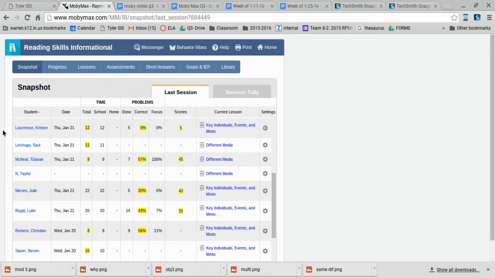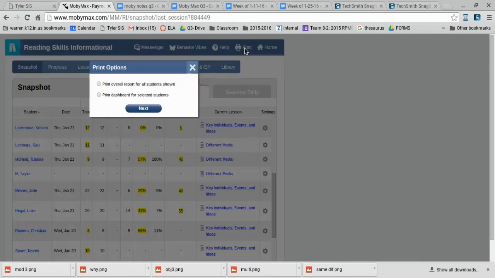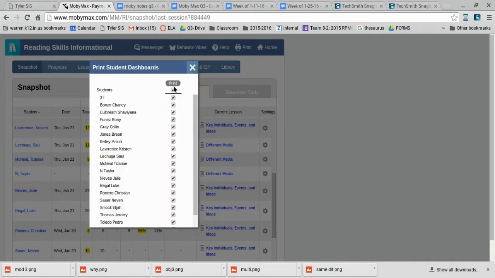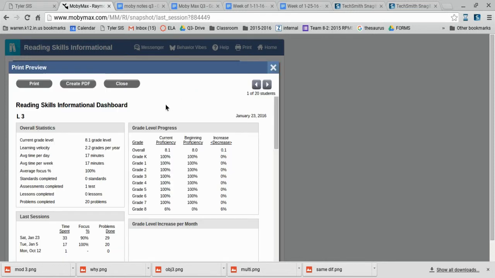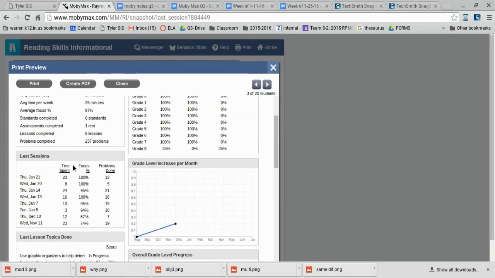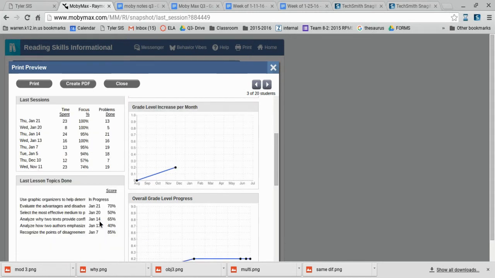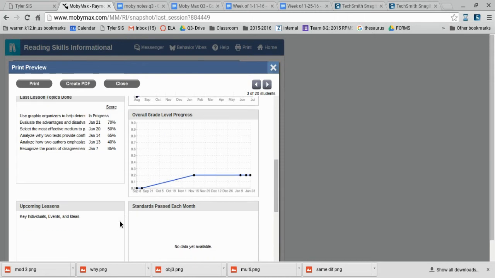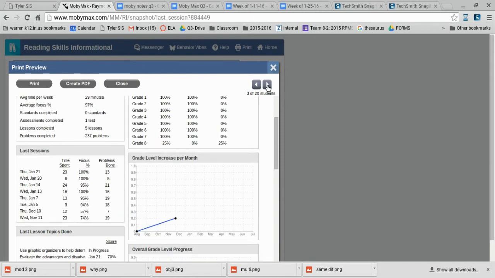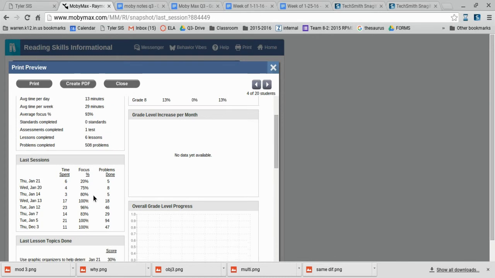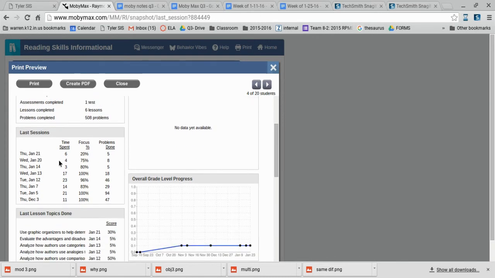And if you want to do it as a whole group when you're on Snapshot, you click print and print dashboard for selected students. Do them all. And sometimes I print these off weekly to give them back to them with some feedback in their grades because I can tell them what their focus was each day, how they're moving up and increasing the level, what their grades are on each assignment, and that kind of stuff, which is kind of nice. It's a lot of accountability there for them to actually spend the time allotted.